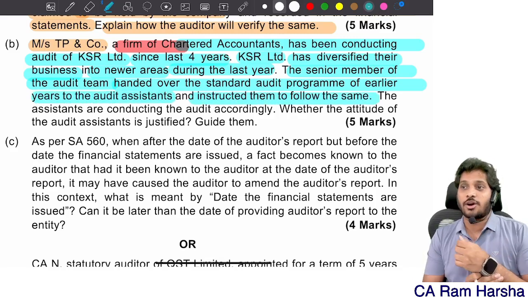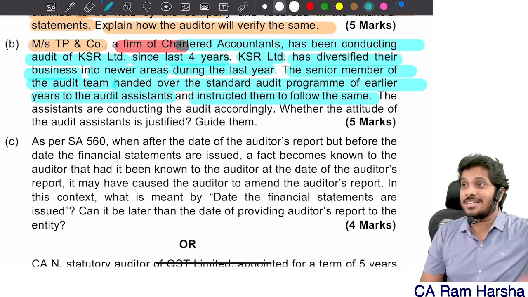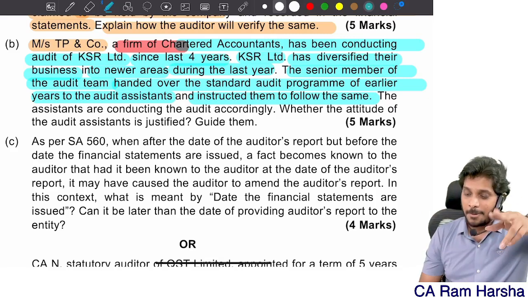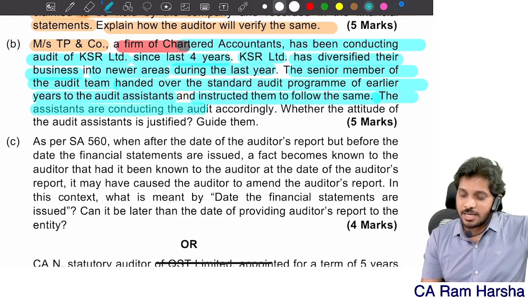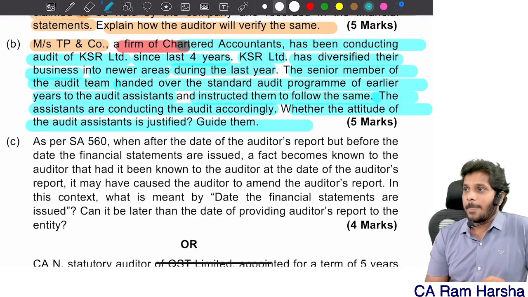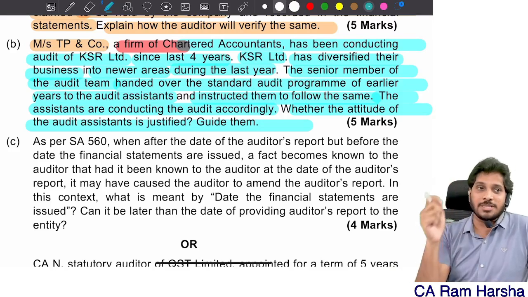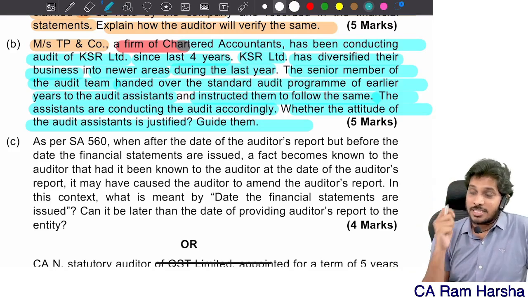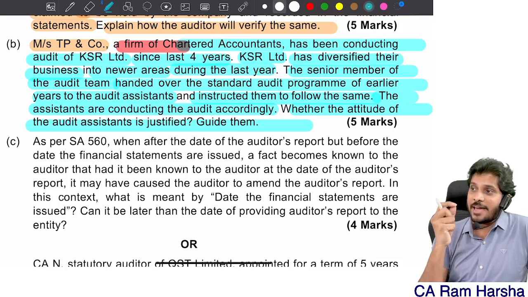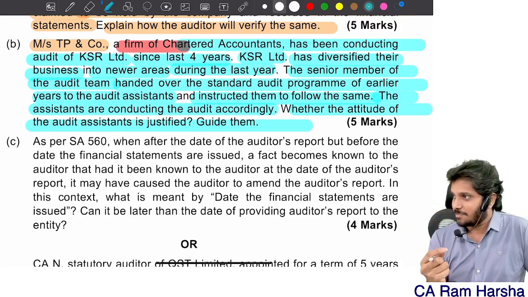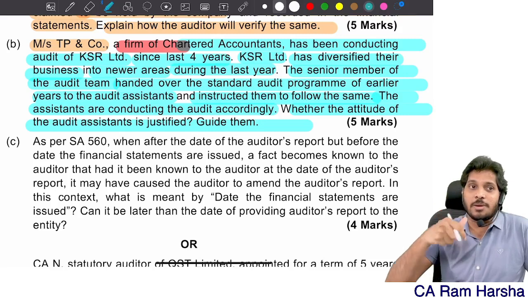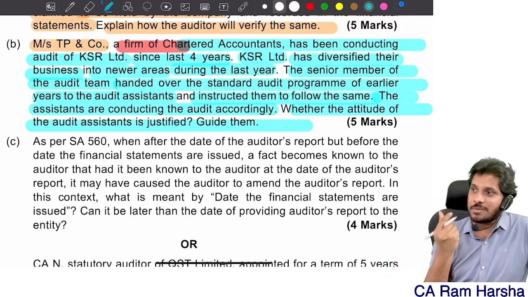The earlier year standard audit program is given to them, where there is a change in line of business. The assistants are conducting the audit accordingly. Whether the attitude of the assistants is justified? No. Assistants have to be awake, keeping in mind changes to the business environment. A standard audit program may not be evolved for all businesses, so the audit program has to be modified according to the requirements of the business.